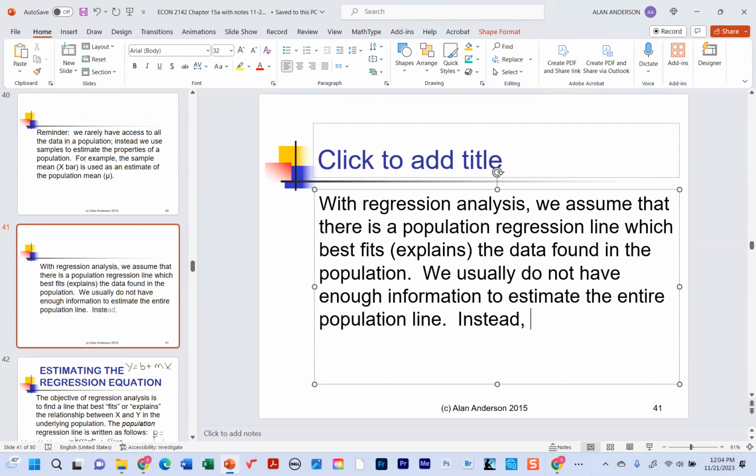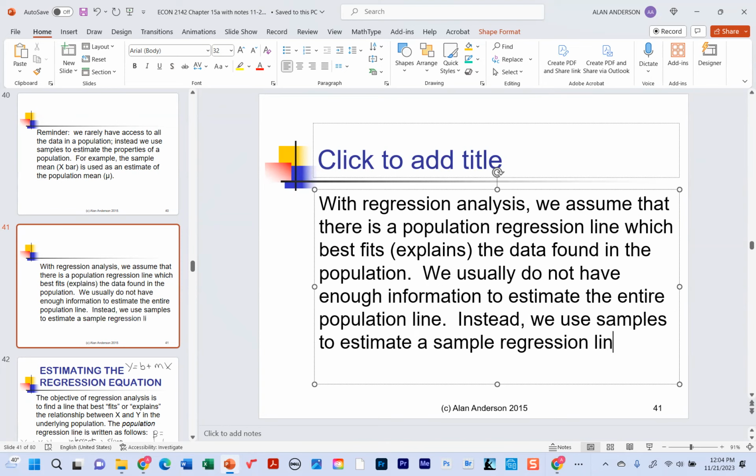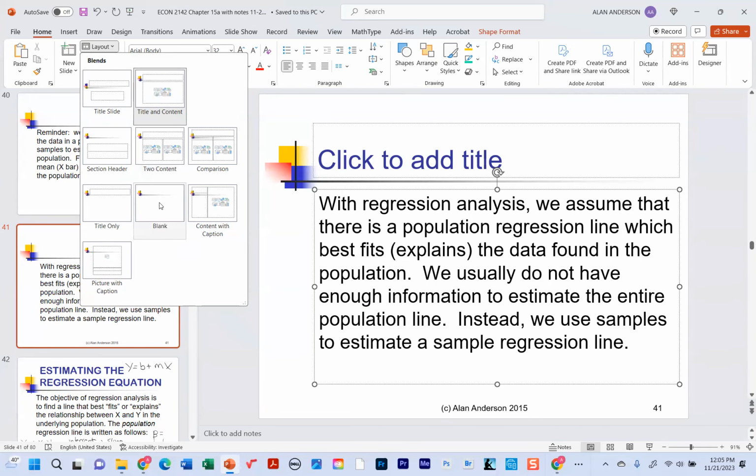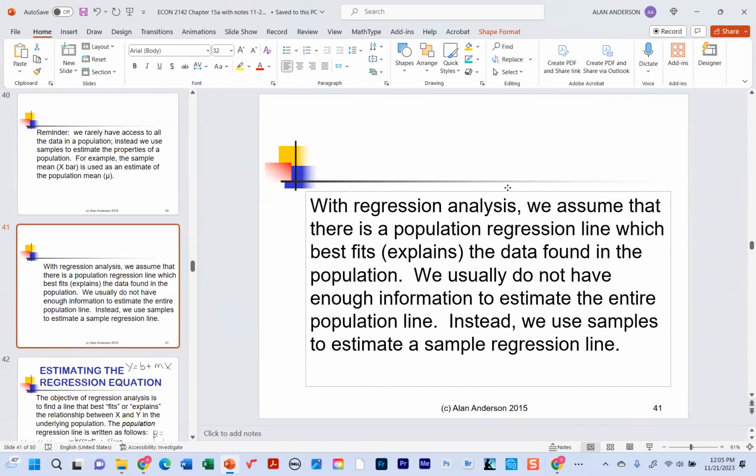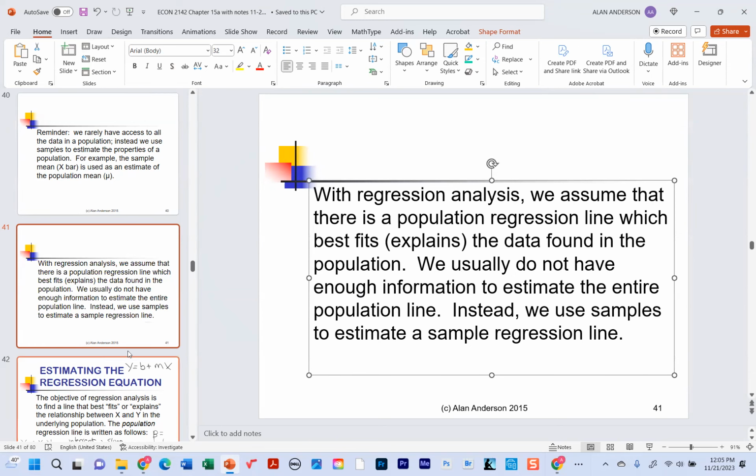Instead, we use samples to estimate a sample regression. So when you type numbers into your calculator, what's going to pop out of it are the slope and the intercept of a sample regression line. Now, having said that, what we're going to do is look at the equations for both, though.